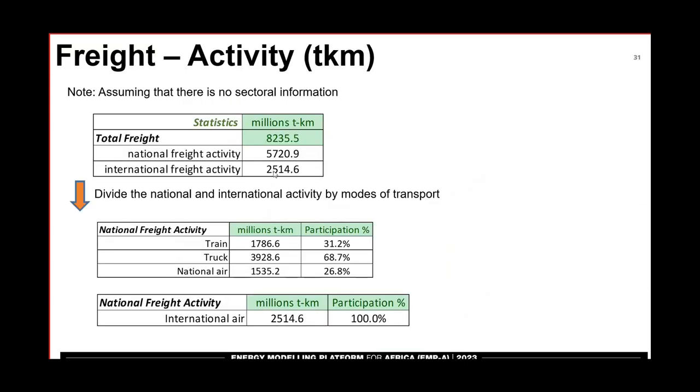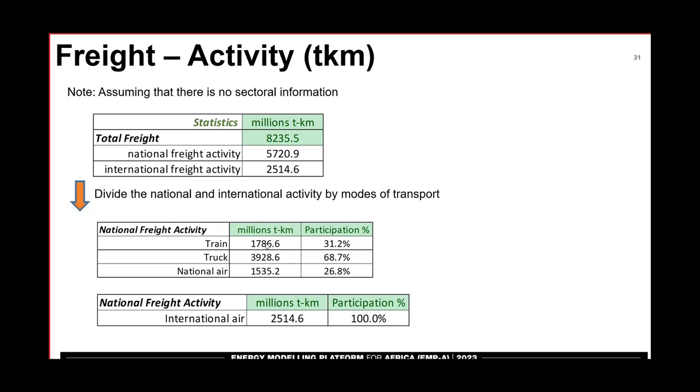And then when we have this freight activity that is defined like that, we need to split it. The part that is international will be captured by international transportation, so we have to remove it from the total. And the remaining, we have to split according to the transportation mode, which are used to carry this good from one place to another one. And from there, we can now calculate the modal split. That means the fraction of each transportation mode inside the total.